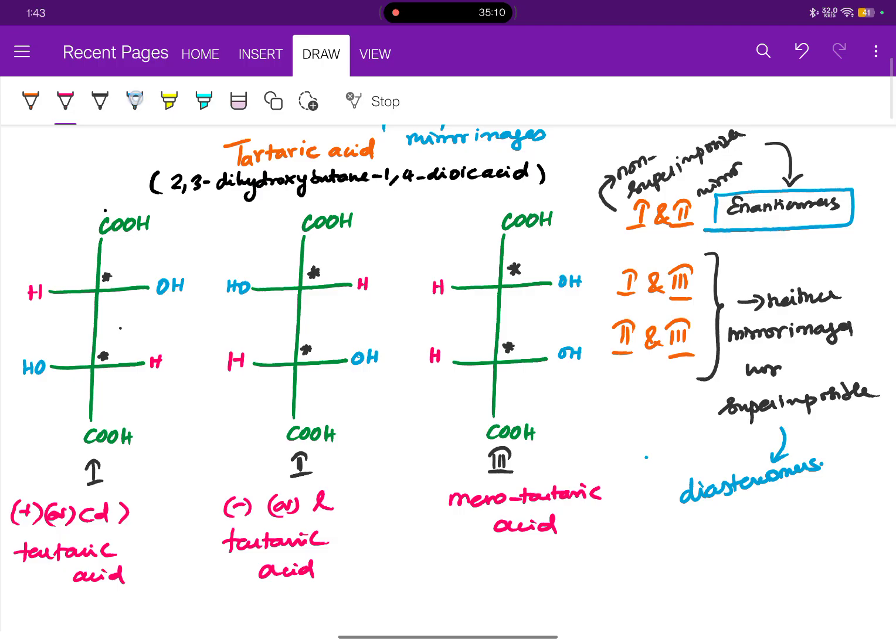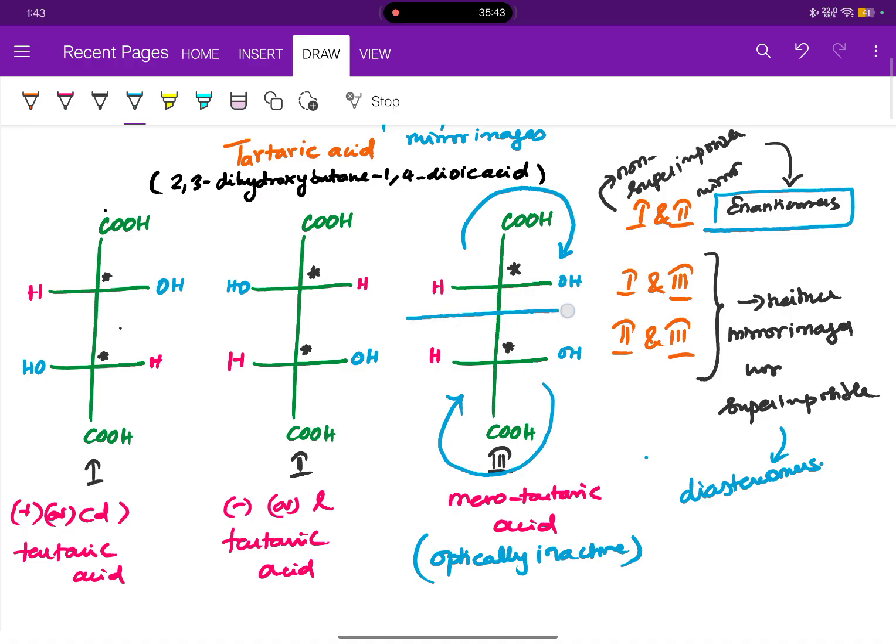In the last molecule, the top part will rotate the light to the right hand side. The bottom part will rotate the light to the left hand side. So the total rotation is nullified. So it becomes optically inactive. Please make a note. Why is mesotartaric acid optically inactive? The top part rotates the light towards the right, the bottom part towards the left, so it is optically inactive. This is one thing. Another thing, the top part is a mirror image of the bottom part.